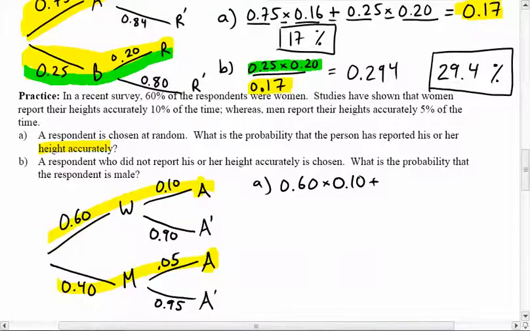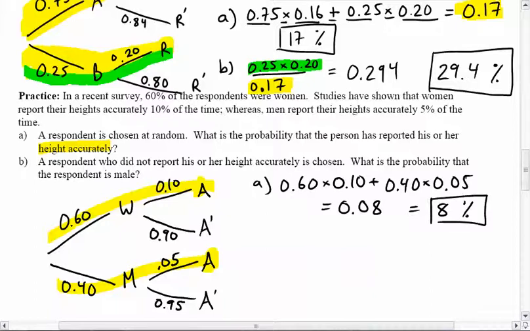In part B, there was a little bit of a trick with the wording. If you multiply that on your calculator, you get 0.08, which is 8%. Now, I tricked you with the second question because of this word here.